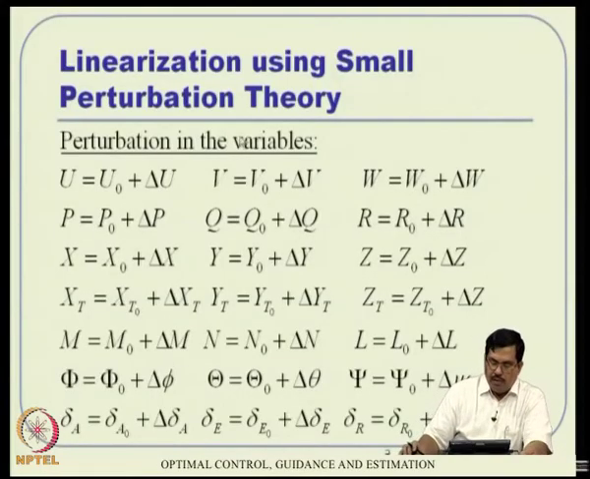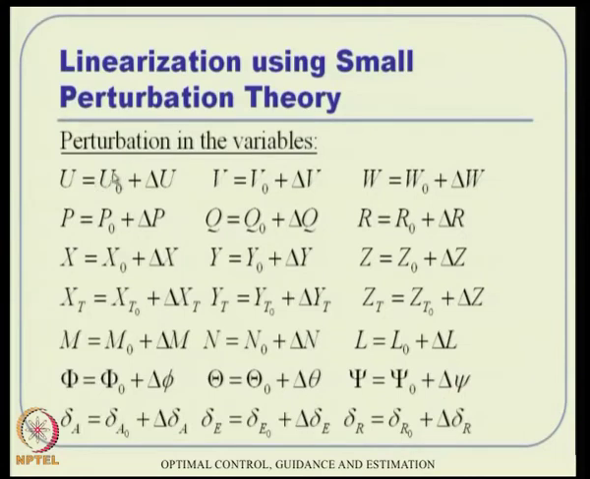So, roughly what you are doing is, whatever variables you had in the system of dynamics, you interpret them as perturbations around some nominal values. For example, u0, v0, w0 are all nominal values around which there are perturbations: delta u, delta v, delta w and so on. And the assumption is that these perturbations are small.